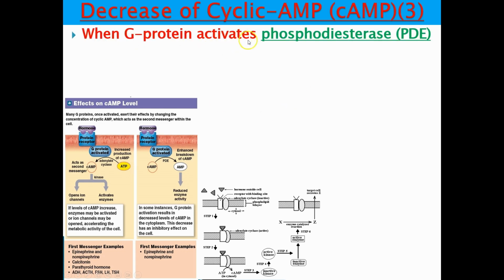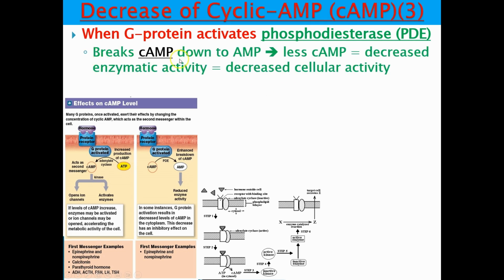So when the G protein activates phosphodiesterase, abbreviated PDE, you should be thinking decrease in cellular activity. If I mention anything about inhibitory responses, it's phosphodiesterase. Anything about excitatory responses, it's going to be either cAMP and/or calcium. All right, but with phosphodiesterase, if it gets activated, it's going to break cAMP down to AMP. And because we have less cAMP, that means there's decreased enzymatic activity, which means a decreased cellular response.